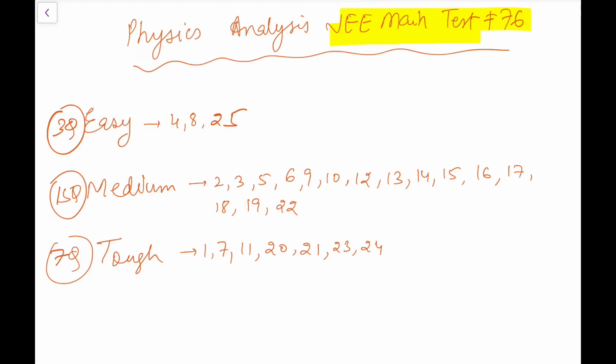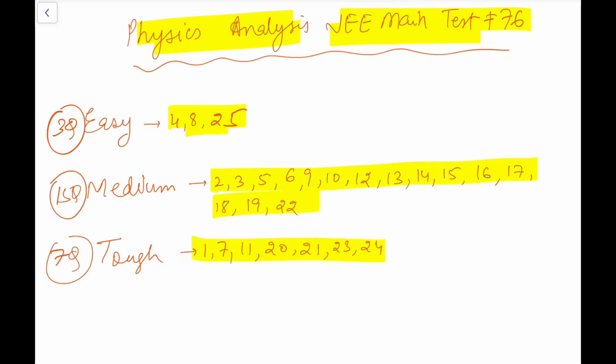This JEE Main Test 76 I have solved now and I am doing the analysis. Let me tell you, this is not an easy paper. I can say only 3 questions were direct or easy, 7 were tough and 15 were medium. I have regarded as medium those which are direct results. They might be tough for you. This is not going to be an easy paper. It's a really challenging paper.